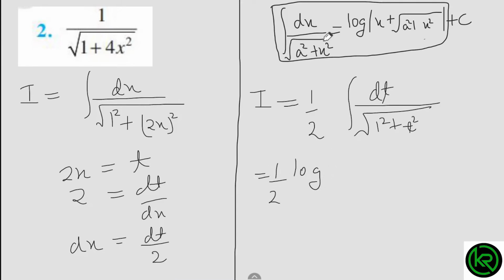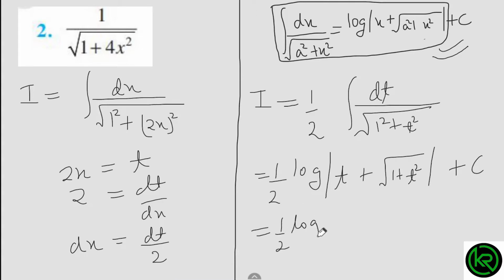Okay, and its answer is half by using the formula. Okay students, the formula is written above, half log mod x, in place of x t is there, plus under root a square is 1 plus t square, plus c. And students, t value is here, we have taken 2x, so we will put here 2x, and 2x square is 4x square, mod plus c. This is our answer. Next question.